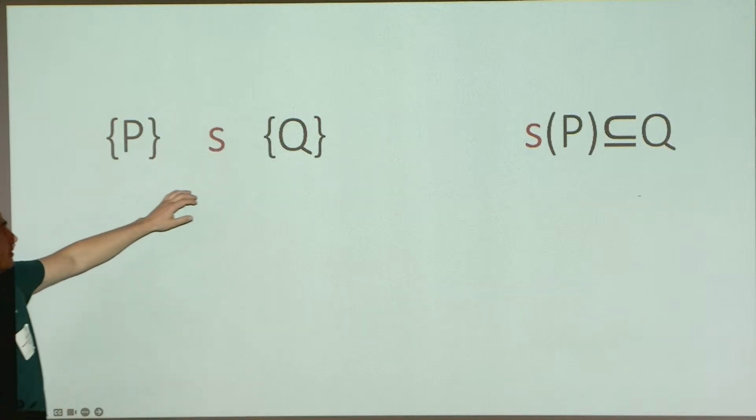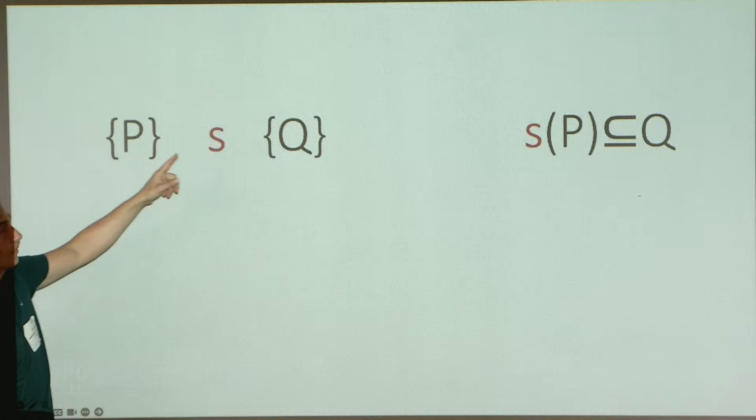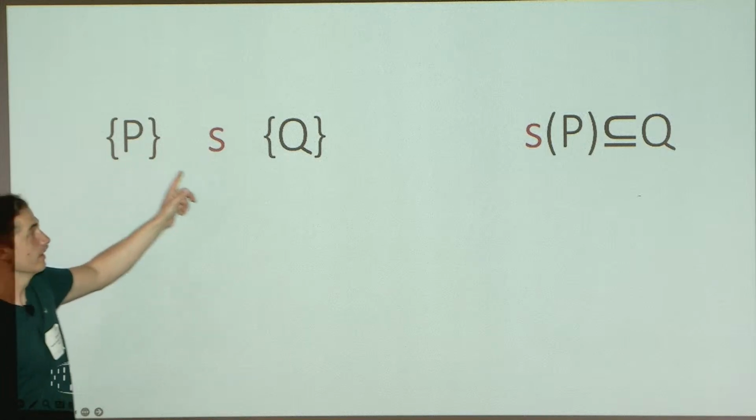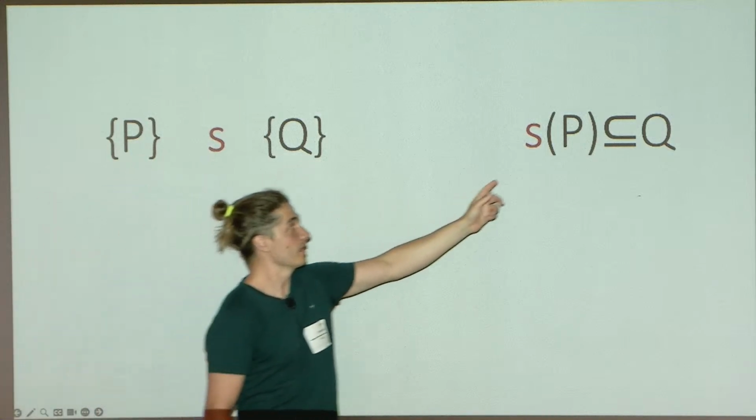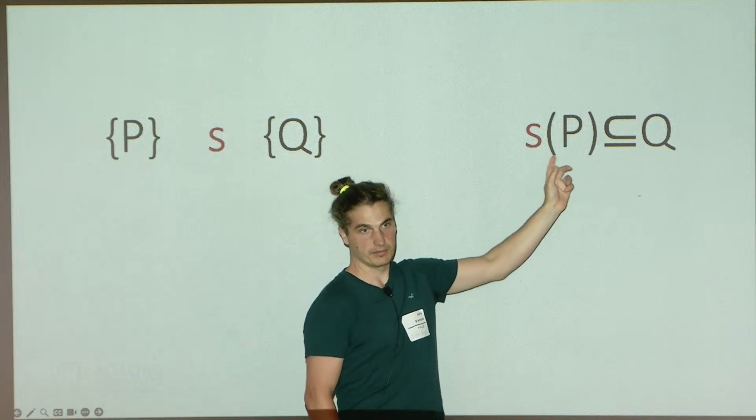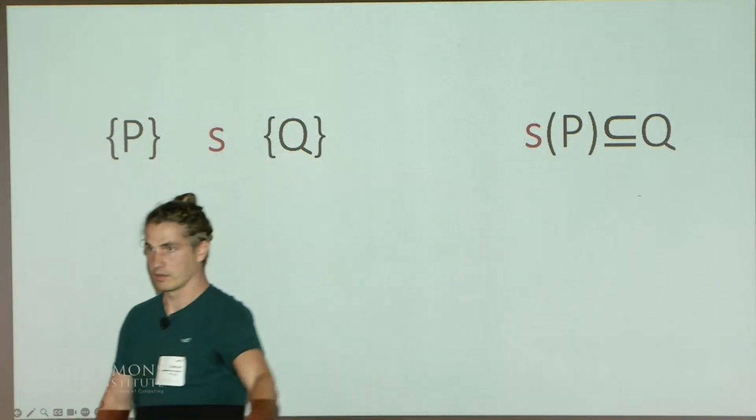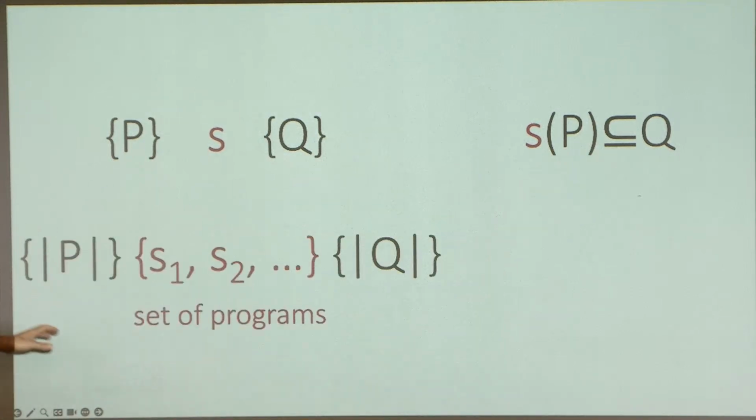So you all know this. This is a Hoare triple. You want to prove that this program, when we run it on the inputs that satisfy P, gives us an output that satisfies Q. Sometimes you write it like this: applying S to everything in P gives you a subset of Q. Okay, we like that.